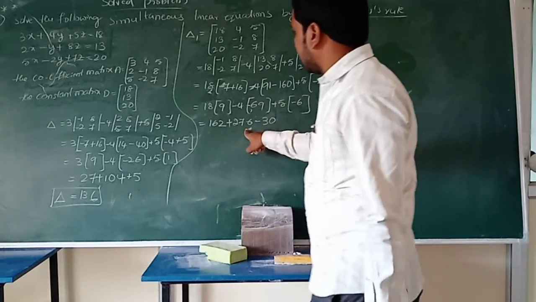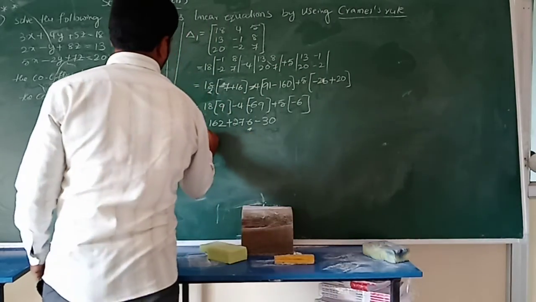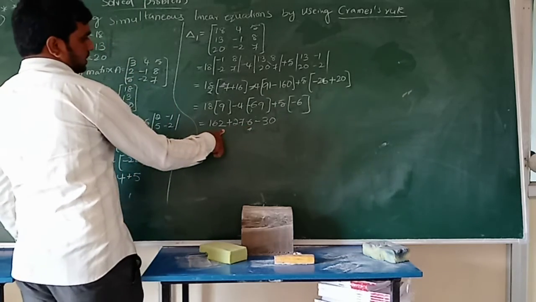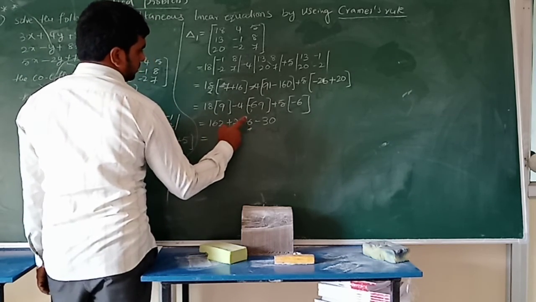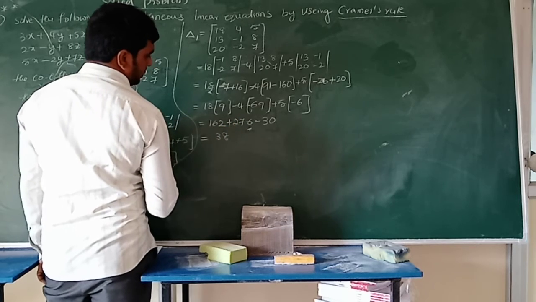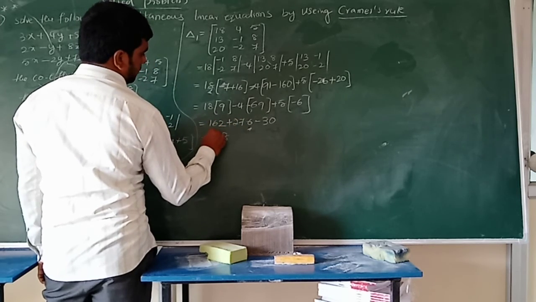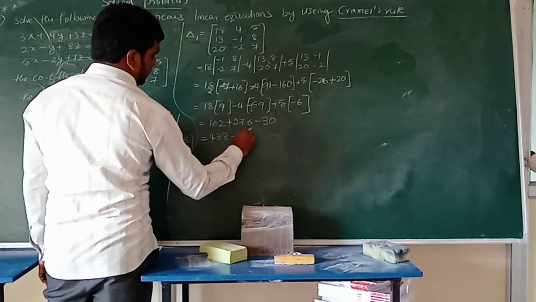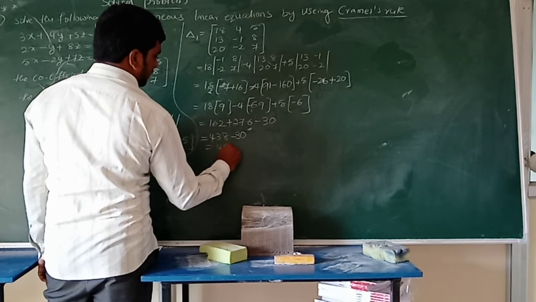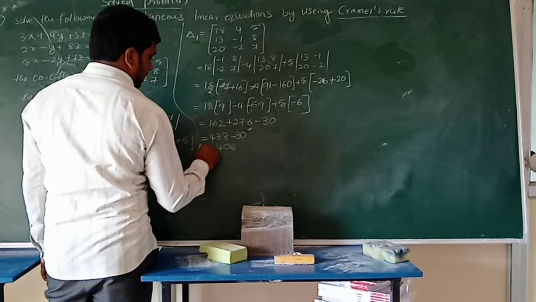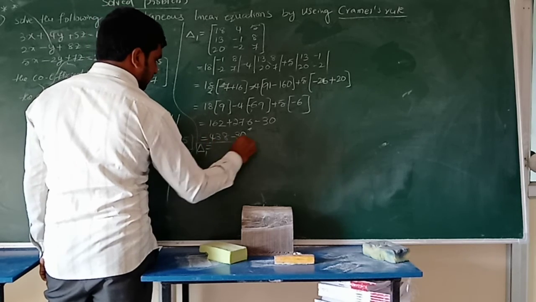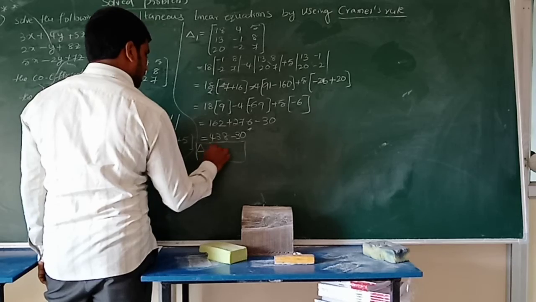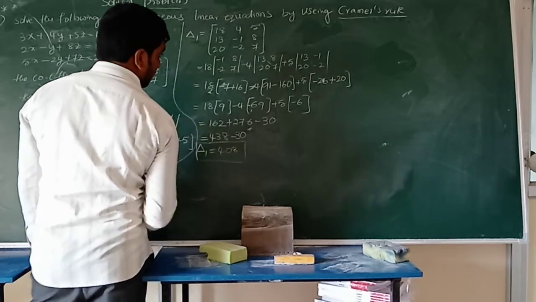Now in this place 162 plus 276 is 438, minus 30, that is equal to 408. This value is delta 1. This is delta 1, 408.